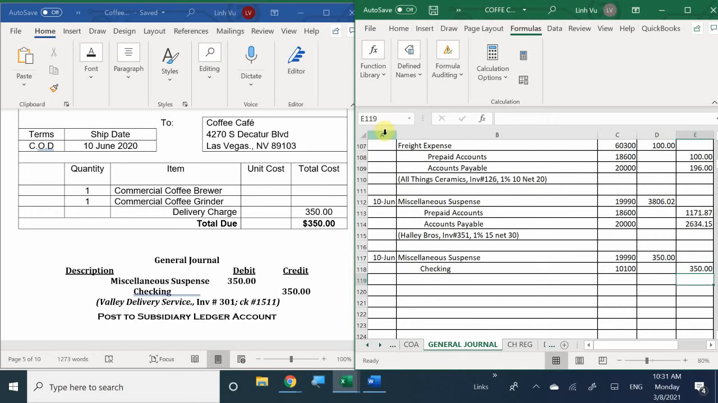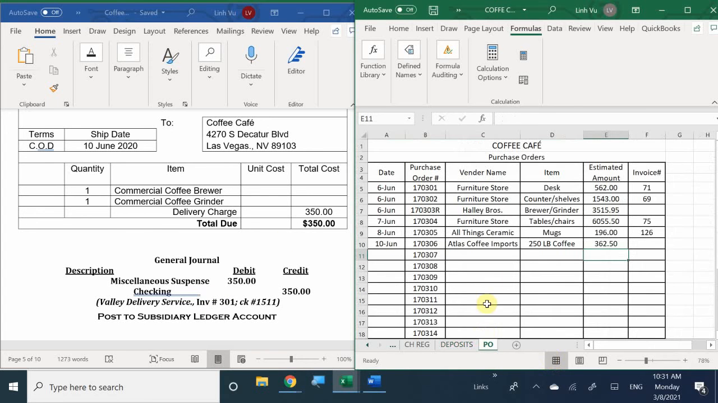And I think there's one more thing we forgot to do. We forgot to do the purchase order. So I'm going to go real quick over to the purchase orders because we did receive our coffee brewer and our coffee grinder. It was for the invoice 351. Yes. For the coffee brewer and coffee grinder.